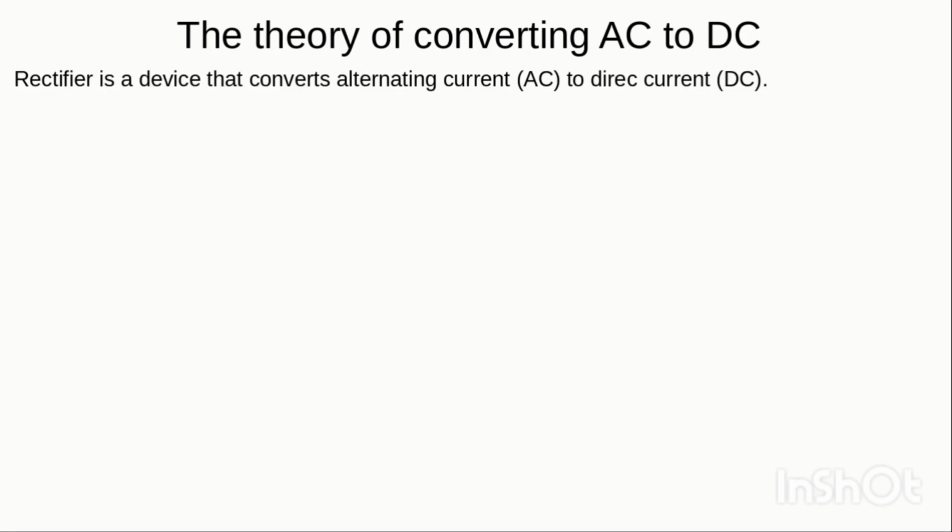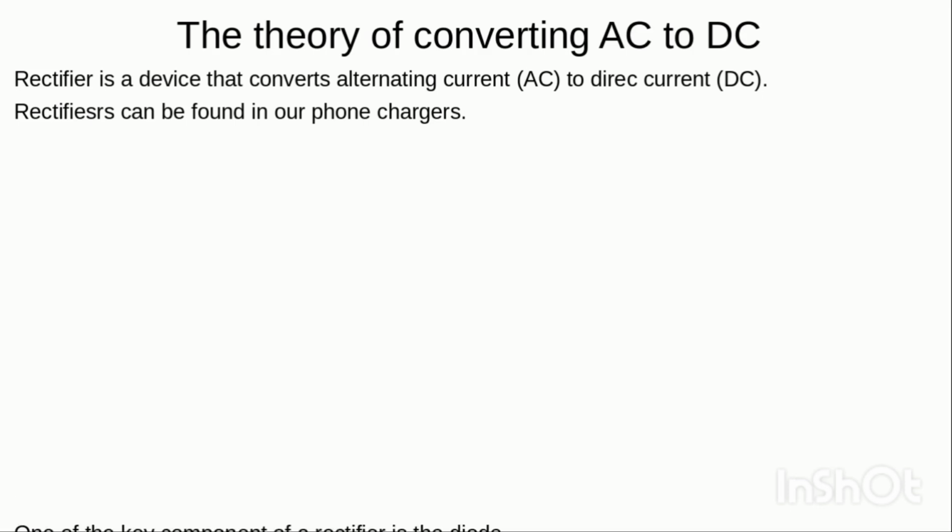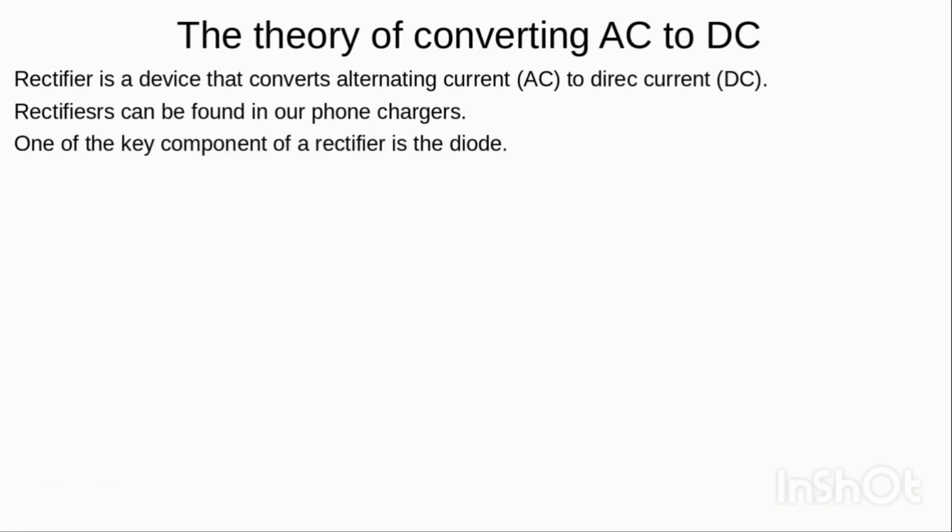A rectifier is a device that converts alternating current to direct current, right? Rectifiers can be found in our phone chargers, in the power pack of our laptop, and so on and so forth. One of the key components of a rectifier is a diode. A diode is a device that allows the flow of current in one direction, but does not allow the flow of current in the other direction.